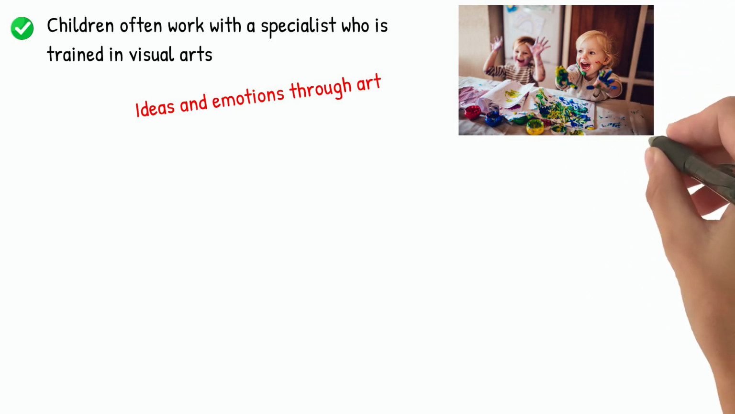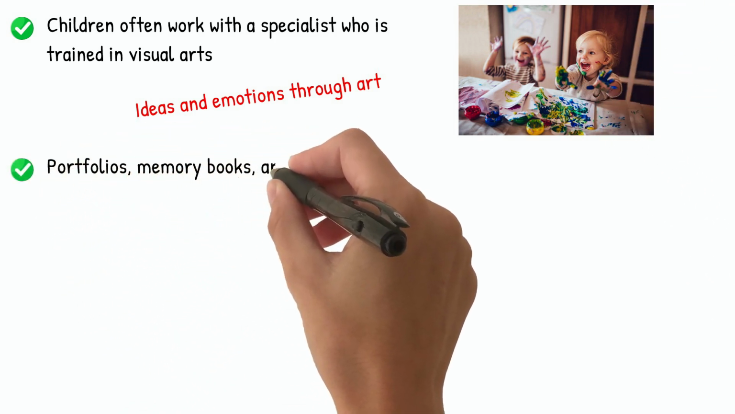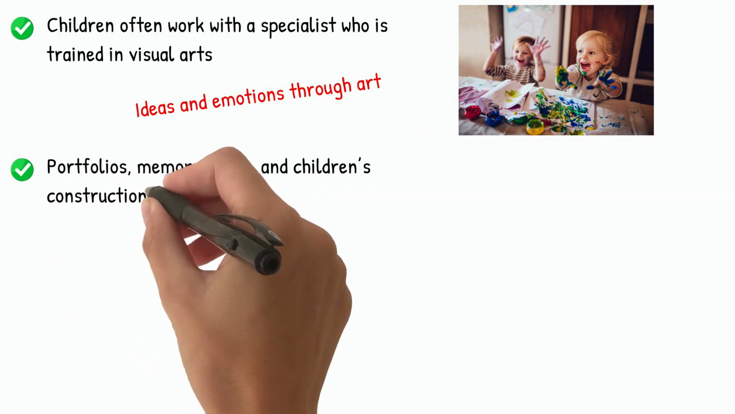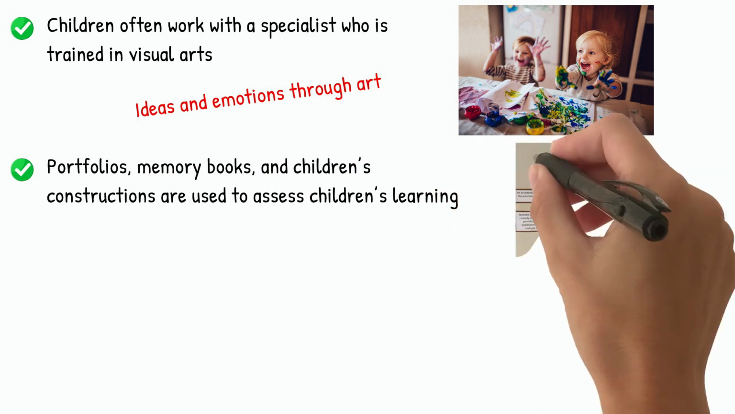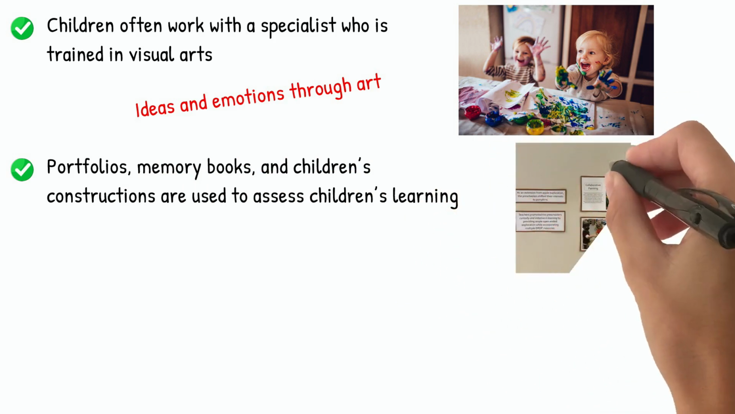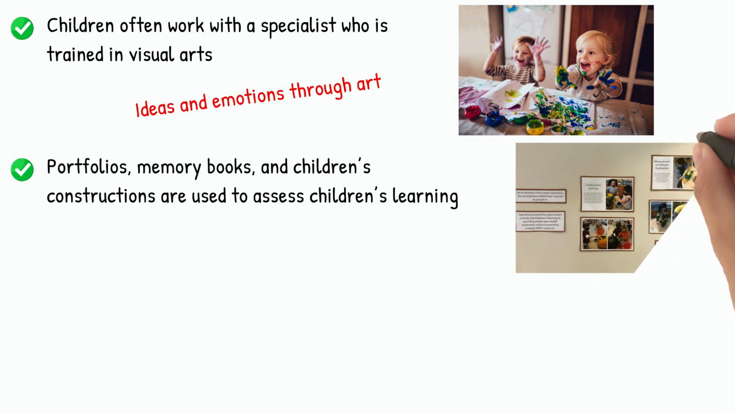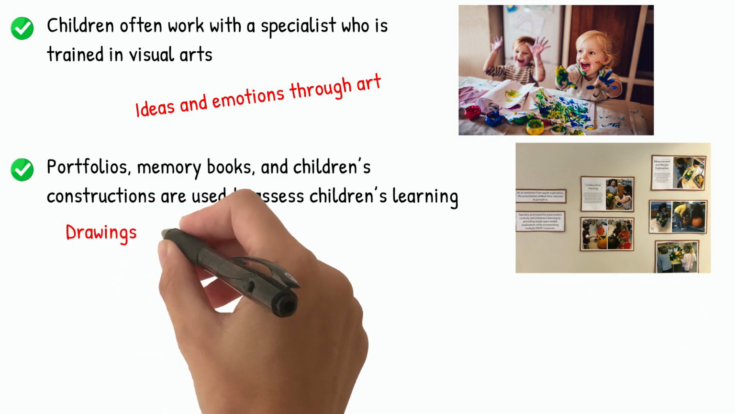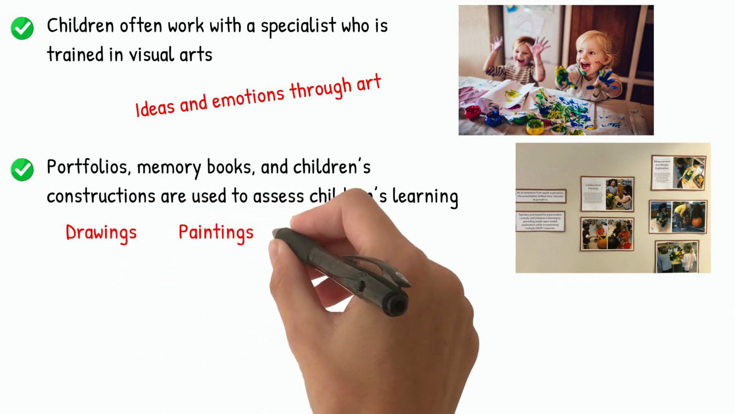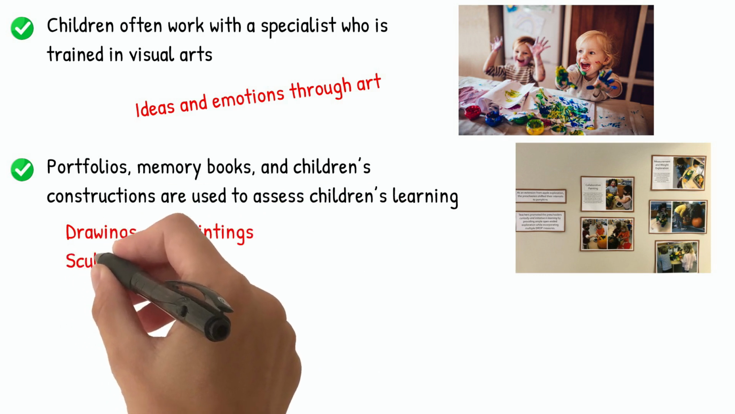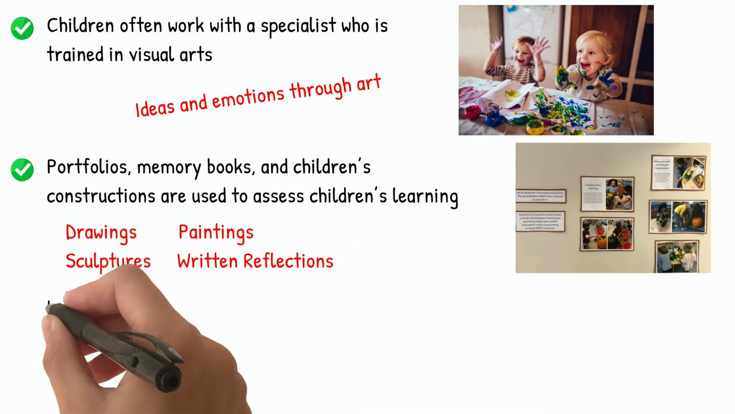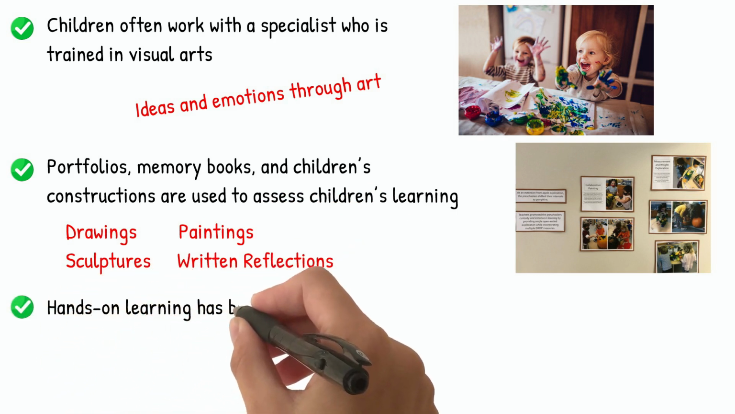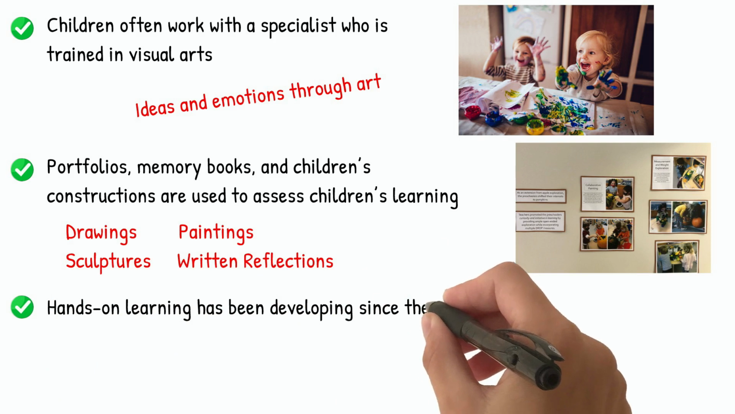and nurturing environment. Fourthly, portfolios, memory books, and children's constructions are used to assess children's learning. Rather than relying on traditional tests and assessments, the Reggio Emilia approach focuses on documenting children's learning through their work. This includes things like drawings, paintings, sculptures, and written reflections. By using these materials, teachers can get a more complete picture of what children have learned and how they have grown over time.